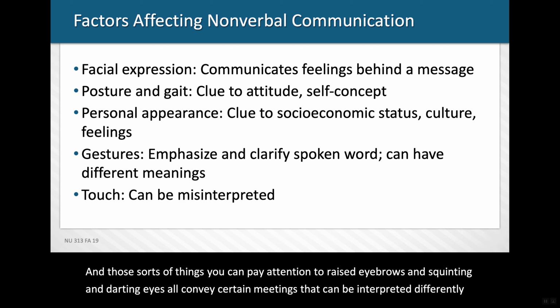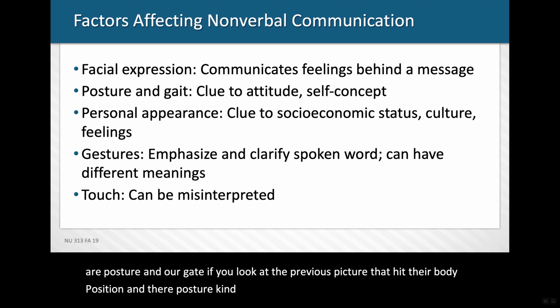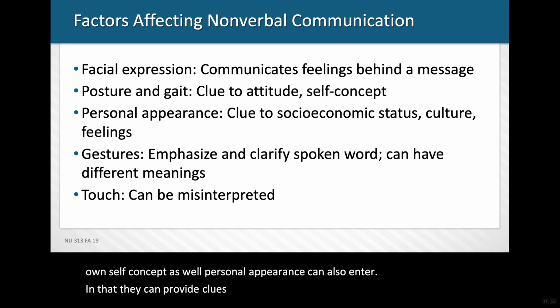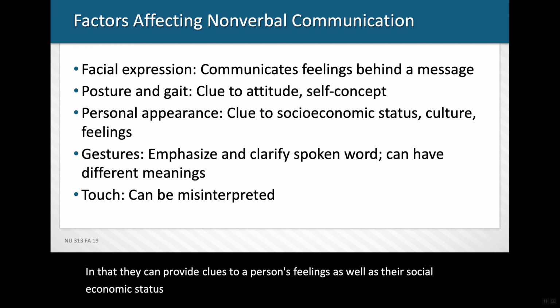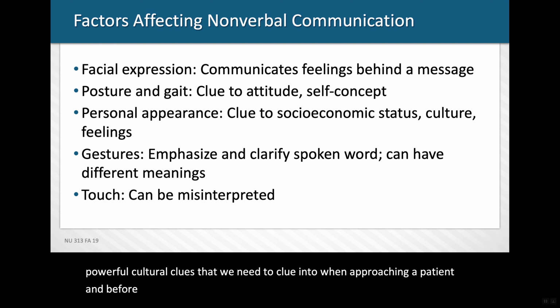Our posture and our gait. If you look at that previous picture, their body position and their posture shows clues to that person's attitudes at that time, as well as their emotions, their physical well-being, and their own self-concept. Personal appearance can also enter into that. It can provide clues to a person's feelings, as well as their socioeconomic status, their culture, and their religion. So dress and accessories are powerful cultural clues that we need to clue into when approaching a patient and before we begin our dialogue. Considering the context of the situation that the patient is in should also be taken into account.